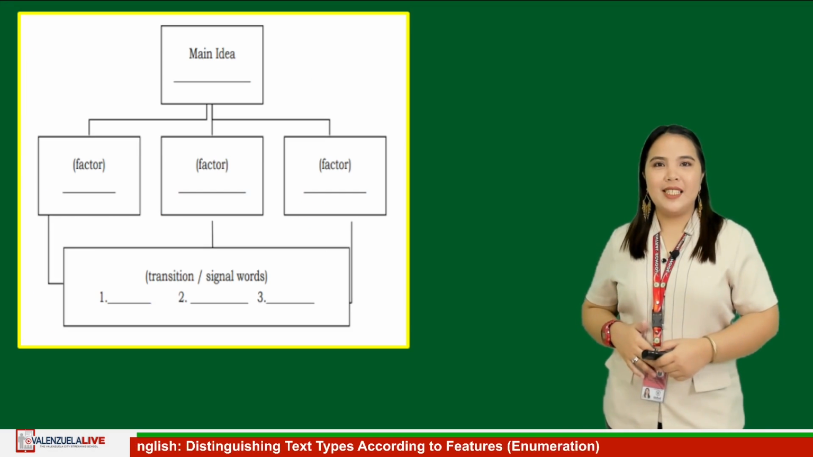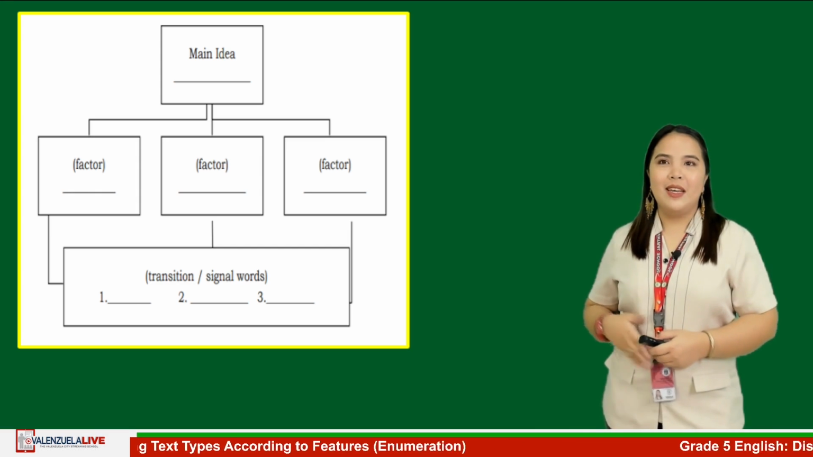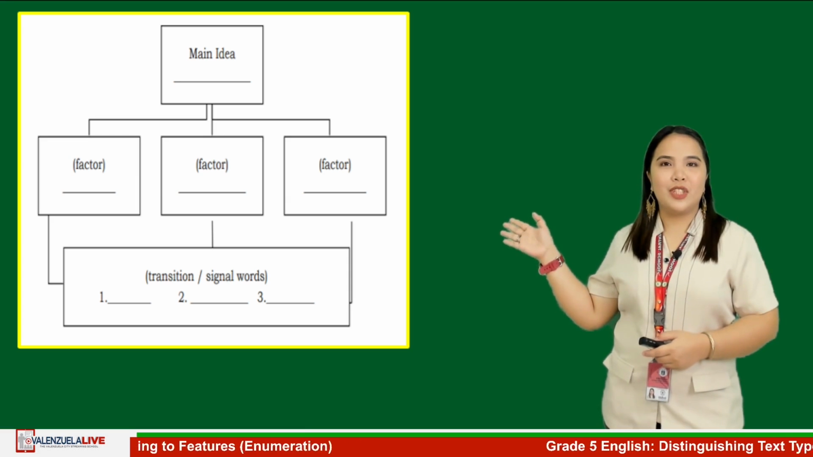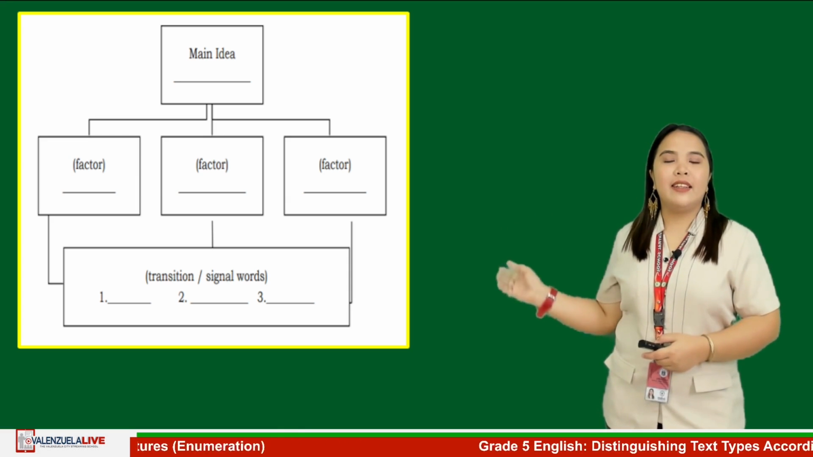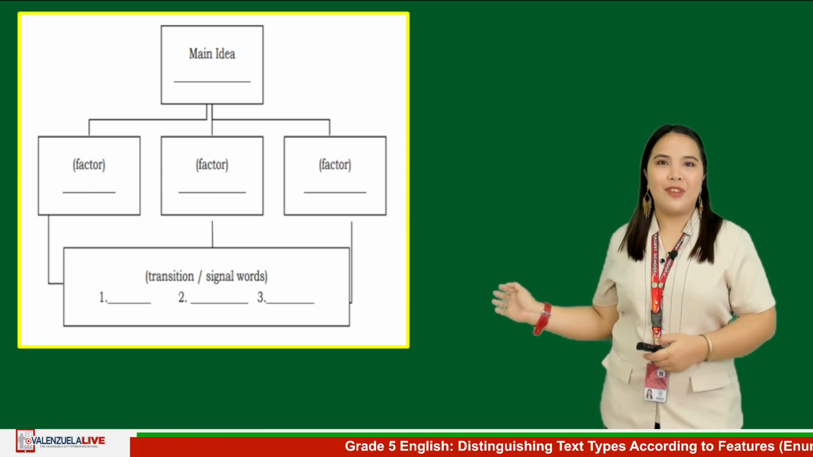If we're going to place it in a diagram or graphic organizer, we can have it this way. Main idea and the factors affecting or changing the Earth's surface and the transition signals that we use so we can easily identify the factors.